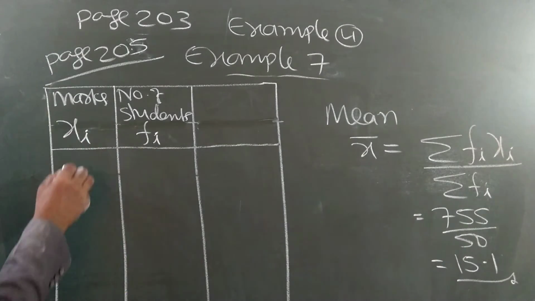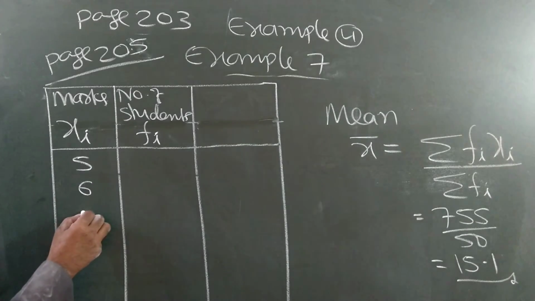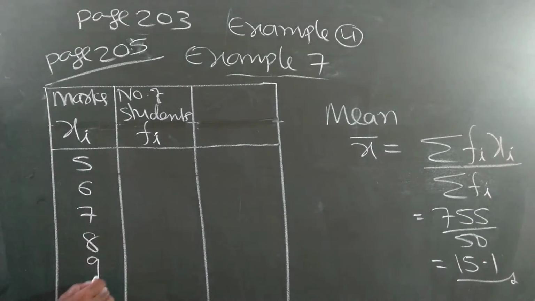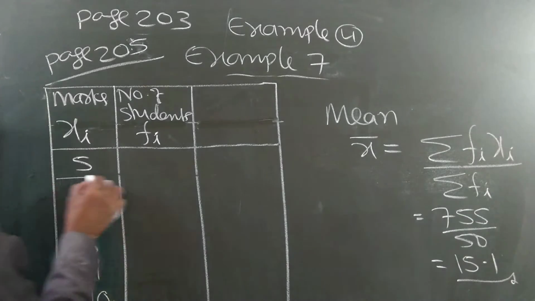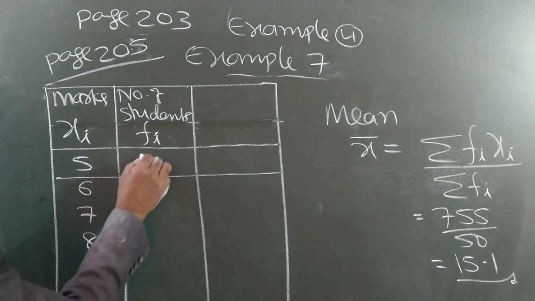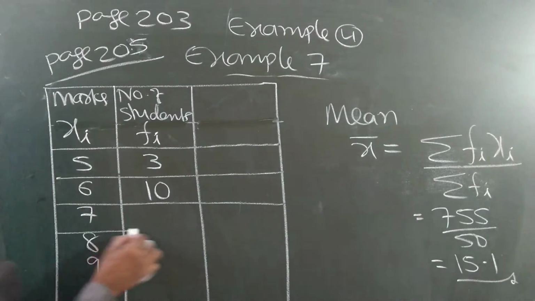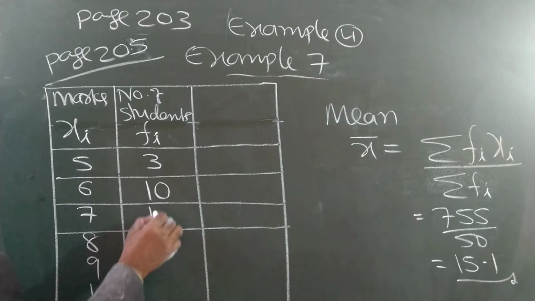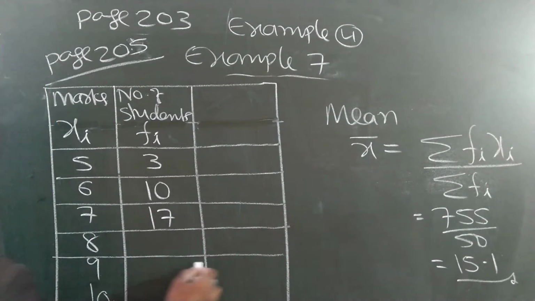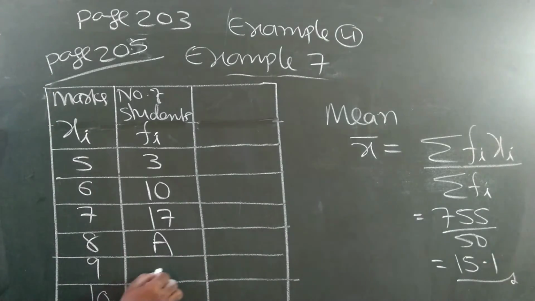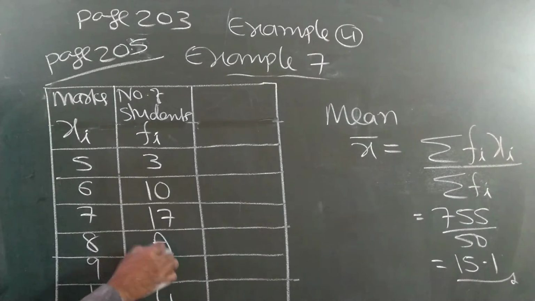It is given: 5 marks, 6 marks, 7 marks, 8 marks, 9 marks, 10 marks. How many got 5 marks? 3 students. How many got 6 marks? 10 students. How many got 7 marks? 17 students. How many got 8 marks? A number. How many got 9 marks? 8. How many got 10 marks? 4. This A is not known. This is the unknown value that we have to find.